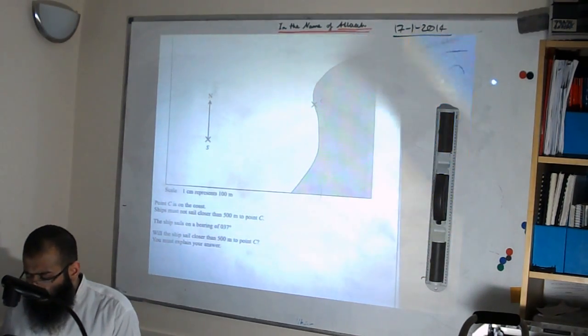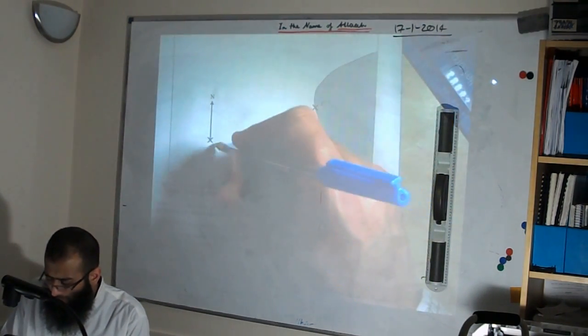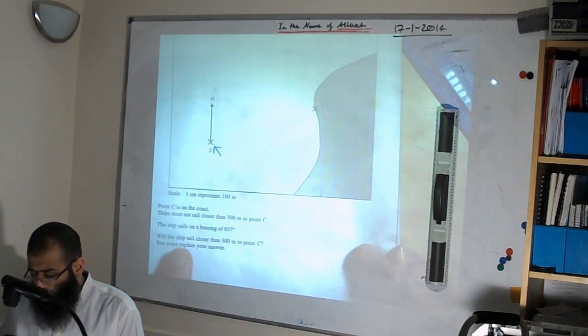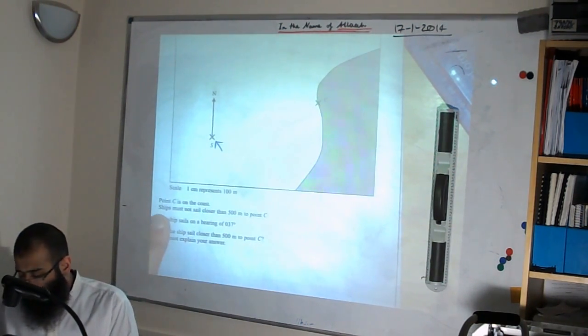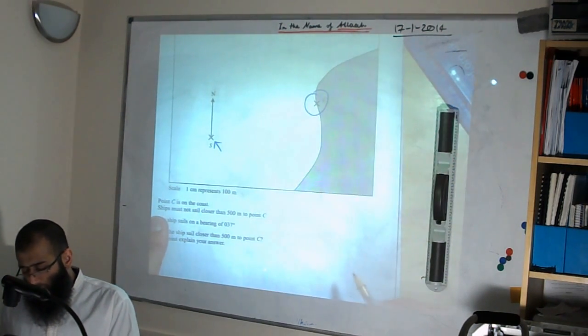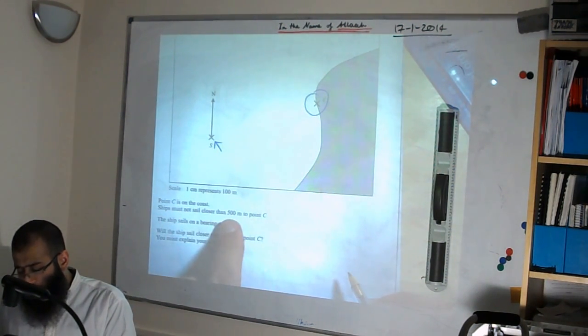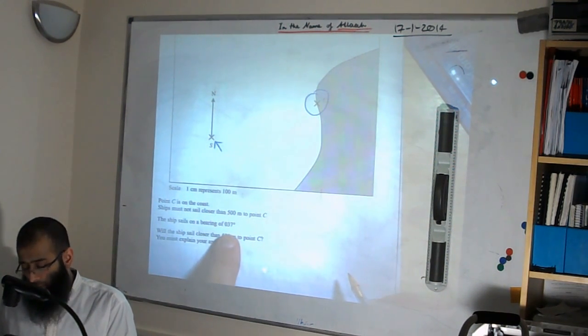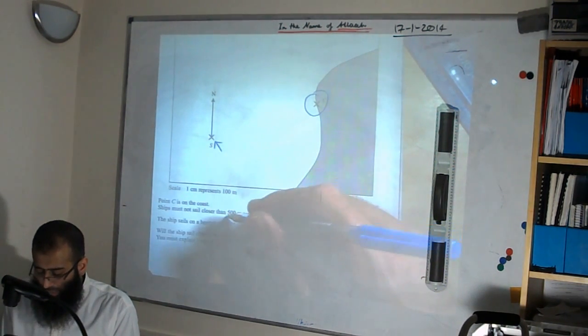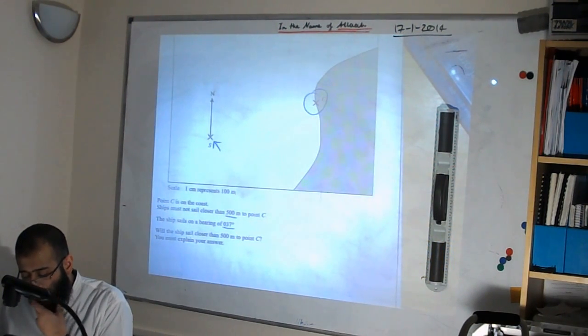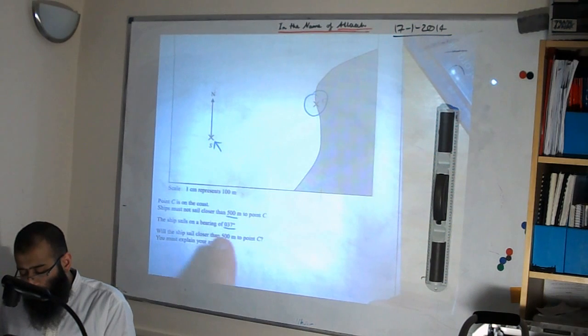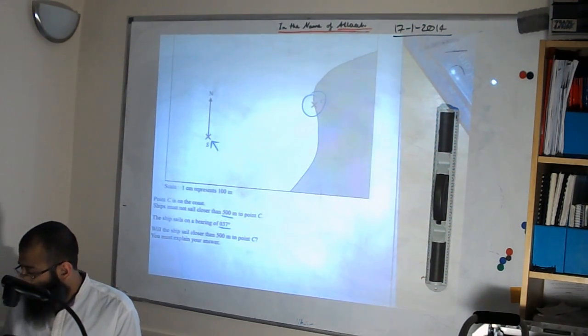Here is the map, the position of ship S is marked here. Scale is 1 centimeter represents 100 meters. Point C is on the coast over here. Ship must not sail closer than 500 meters to point C. The ship sails on a bearing of 037. So we've got two things, a distance and a bearing. Let's first of all find out, will the ship sail closer than 500 meters? You must explain your answer.